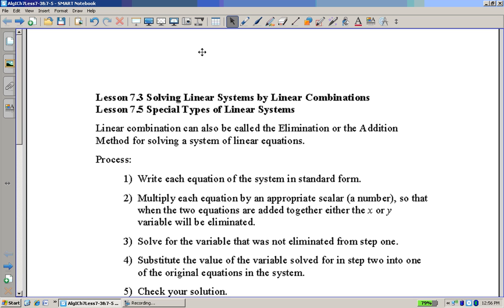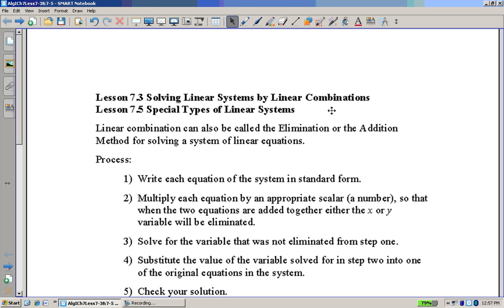Today we're going to be continuing our unit on solving systems of linear equations. Remember, first we had looked at solving using the graphic method, and then we looked at using two different algebraic methods for solving. The first one was solving by substitution. Now we're going to look at what's called linear combination. So this is another algebraic form of solving linear systems.